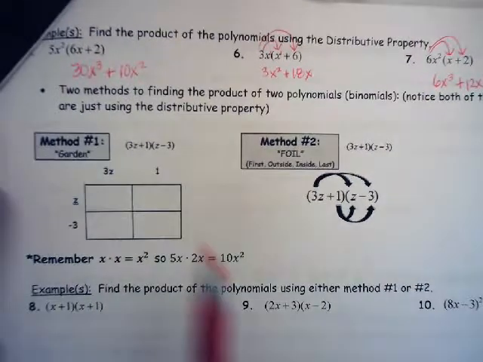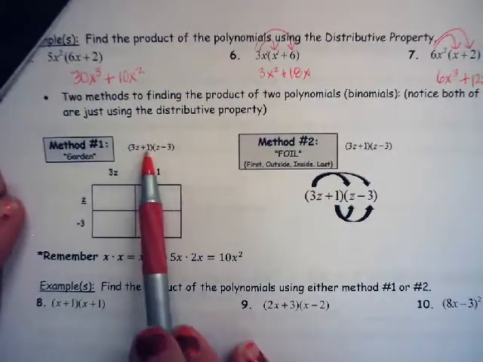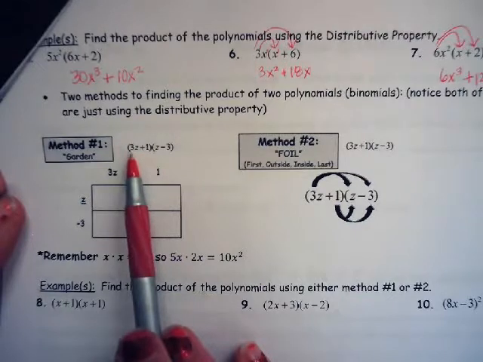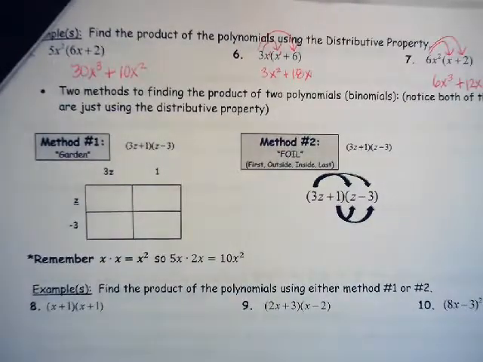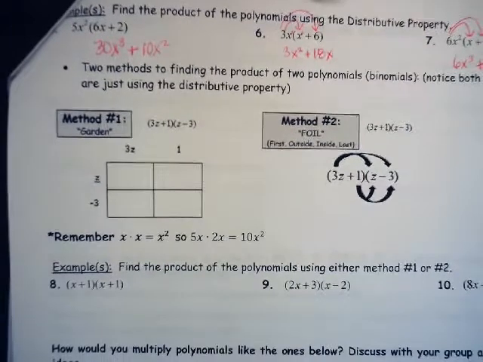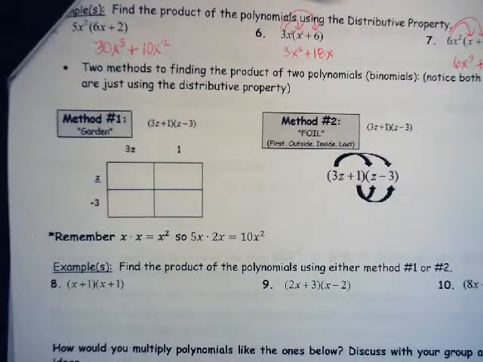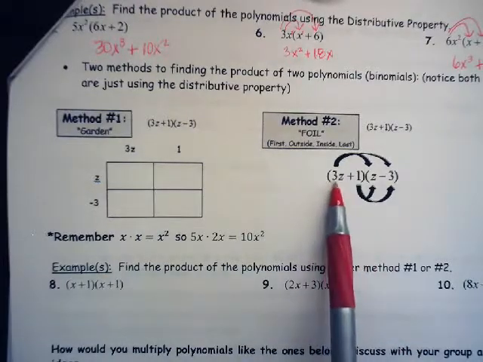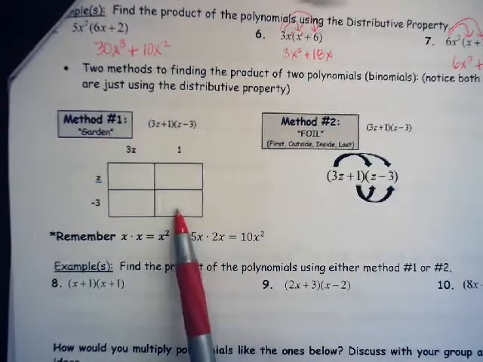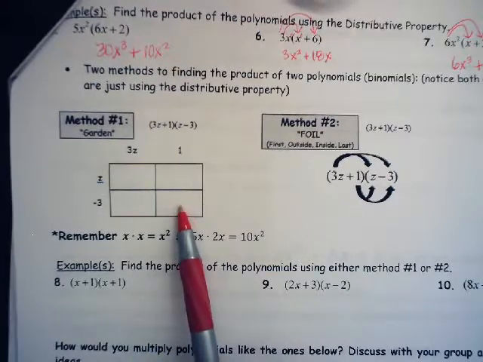What if we have 2 binomials? That's this. Remember, a binomial is something with 2 terms. So I have 3z plus 1 and I have z minus 3, and I need to know how to multiply those two together. Well, there's 2 methods. The first one is the garden method. The garden method helps you stay organized a little bit more, but sometimes it takes up a lot of paper. And as you really get used to the FOIL method, and you learn how we multiply polynomials, you might ditch the garden method eventually, but sometimes it makes it easier.